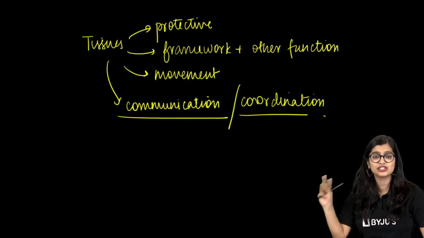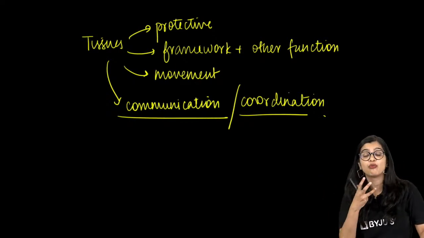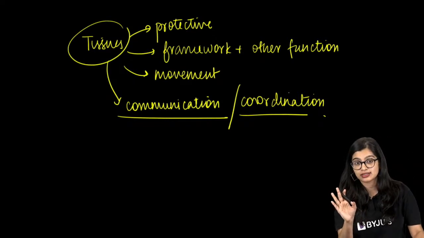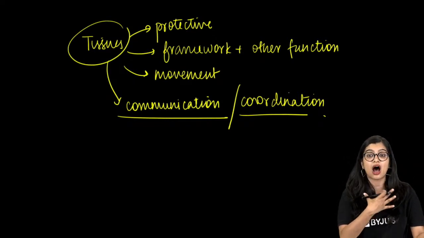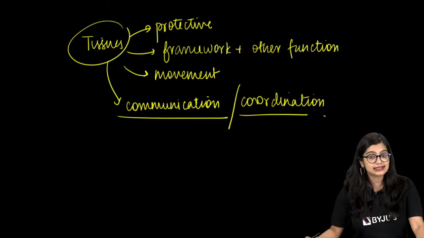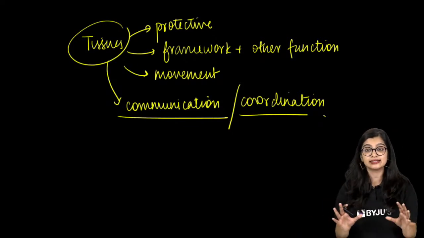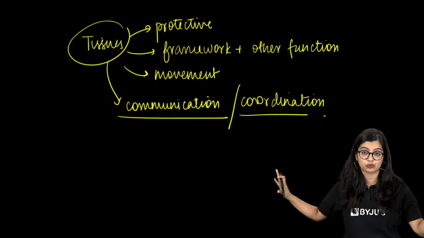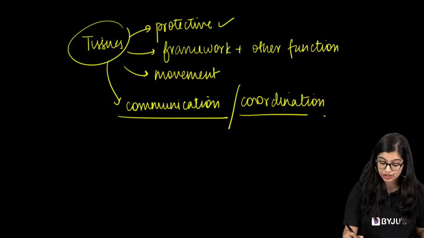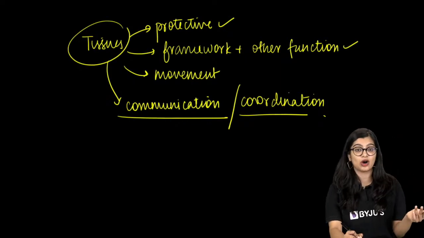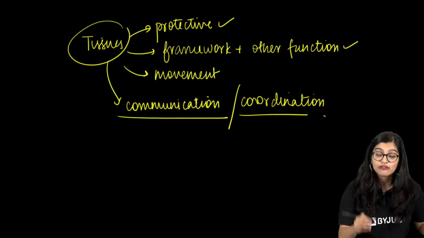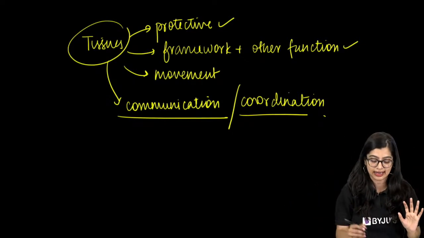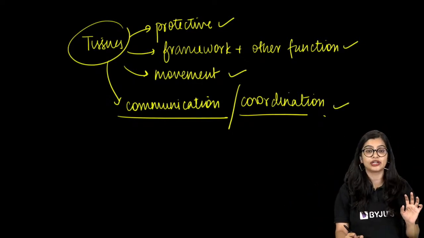Are we all clear with the general understanding of what tissues do in our body? I am not talking about plants. I am talking about what happens within our body, right? Yes, are we all clear? Do we understand that in our body, the kind of functions these tissues are going to specialize in are protection, providing framework and many other things, right? Framework plus other functions because it's a variety of functions that they carry out, movement and coordination.